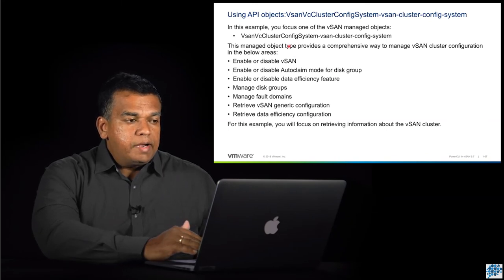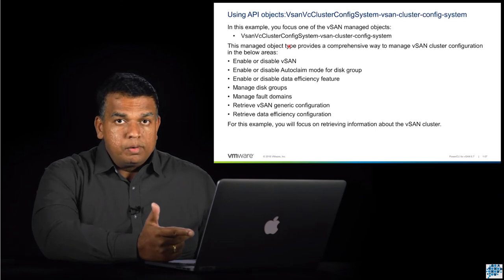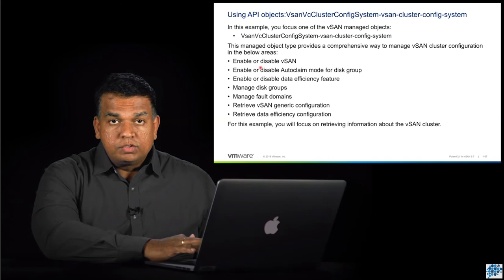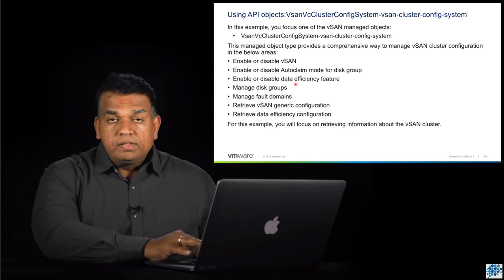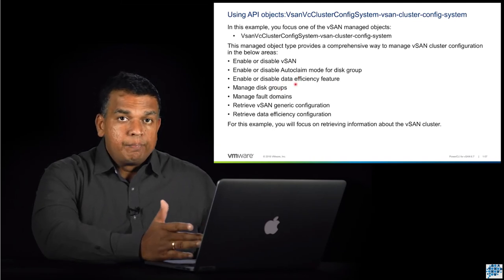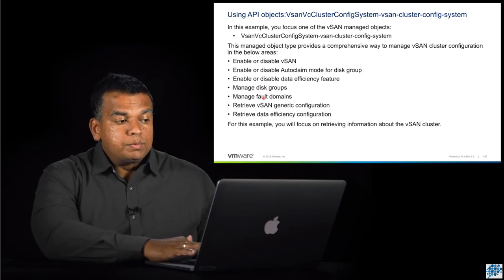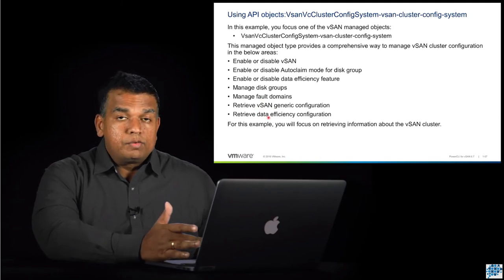Let's take a look at what are the different things we can do with this particular managed object. We can enable or disable vSAN using this particular object. We can enable or disable the autoclaim mode. We can enable or disable the data efficiency feature, that is the deduplication or compression features. We can manage the disk groups. We can manage the fault domains, and we can retrieve information about the vSAN cluster.